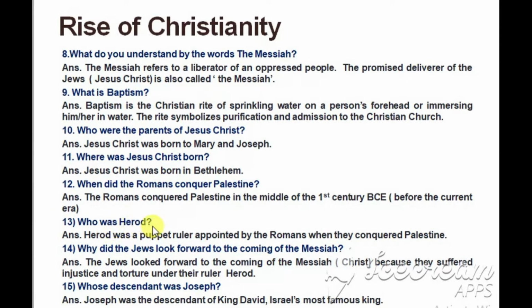Who was Herod? Herod was a puppet ruler appointed by the Romans when they conquered Palestine. Why did the Jews look forward to the coming of the Messiah? The Jews looked forward to the coming of the Messiah, that is Christ, because they suffered injustice and torture under their ruler Herod. Whose descendant was Joseph? Joseph was the descendant of King David, Israel's most famous king.